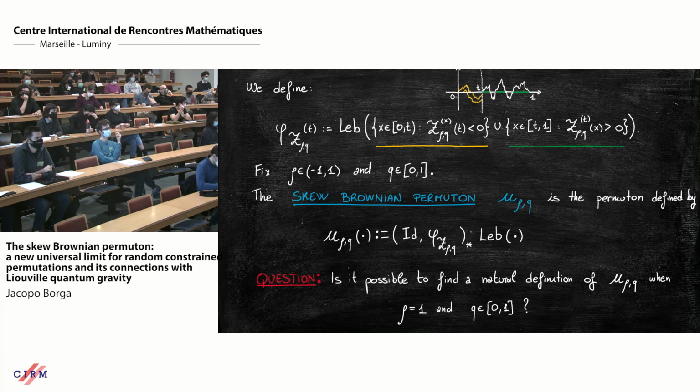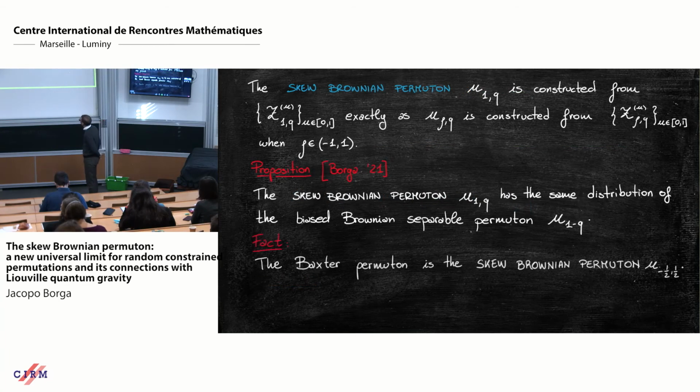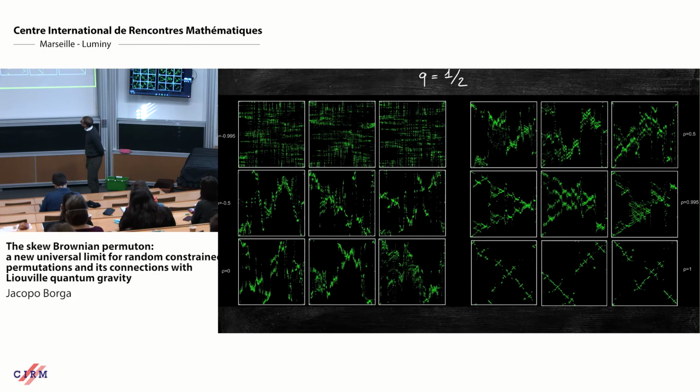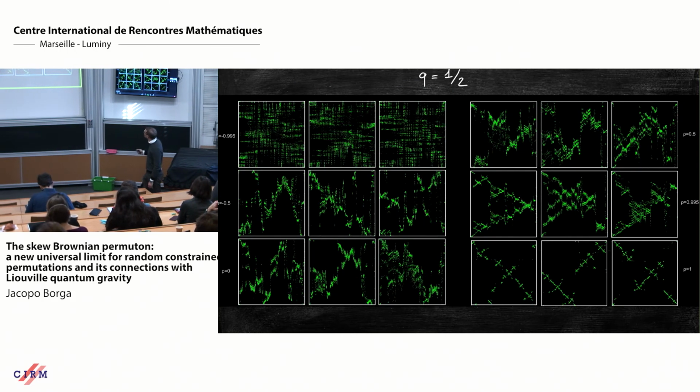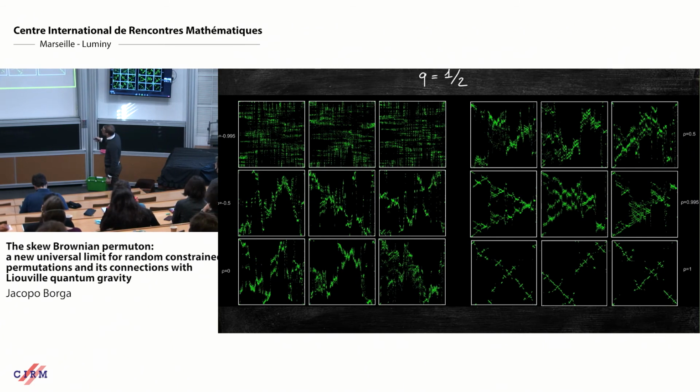Okay, so here it's a simulation when q is fixed at 1/2. When q is 1/2, you have rho very close to -1. It's -1/2, and it's the Baxter case. Here it's rho equal to 0, rho equal to 1/2, very close to 1, and exactly 1. So this is the biased Brownian separable permuton for q equal 1/2. And this is the Baxter permuton. Okay, and each simulation is an independent simulation.